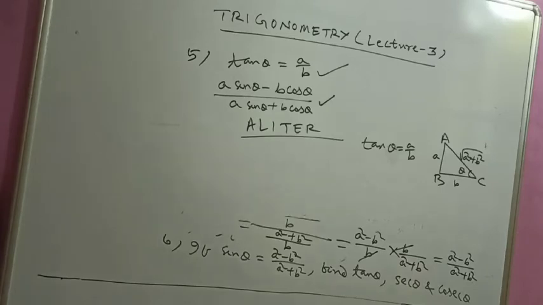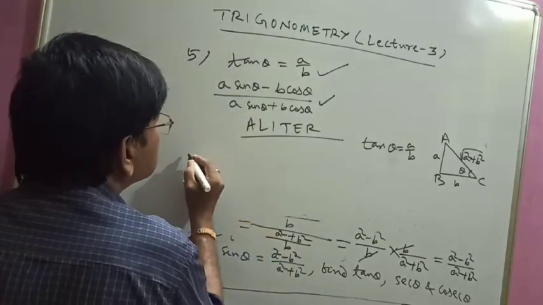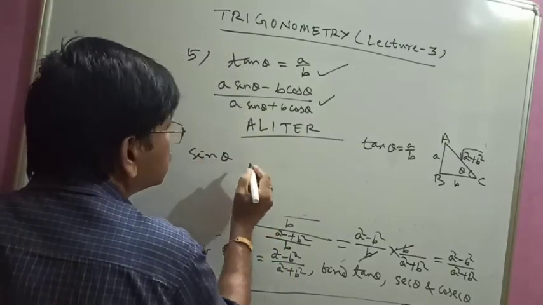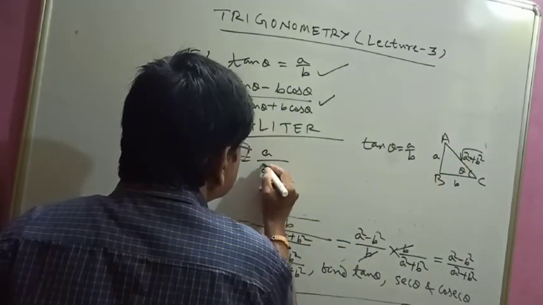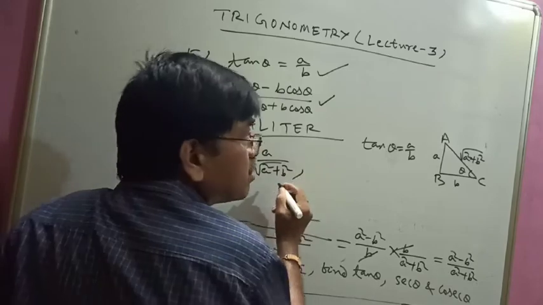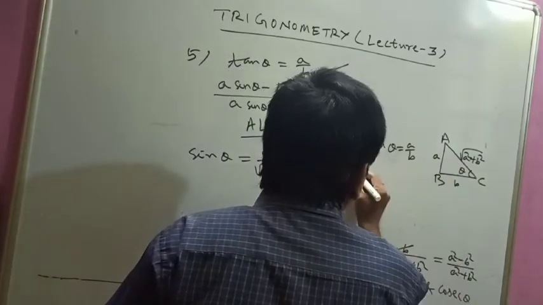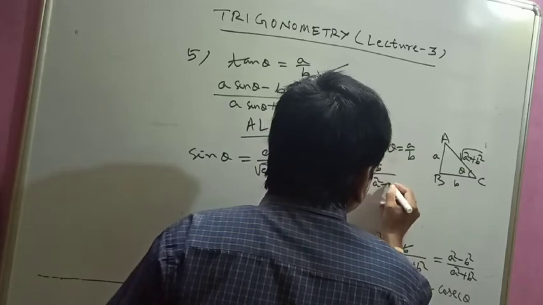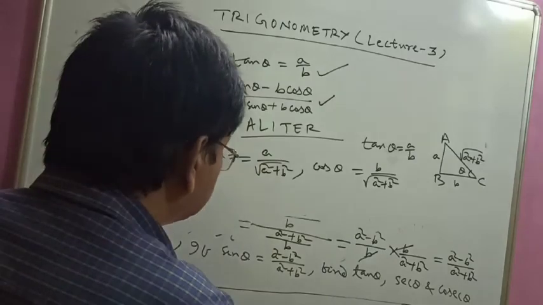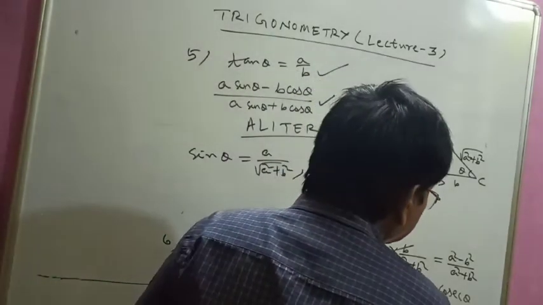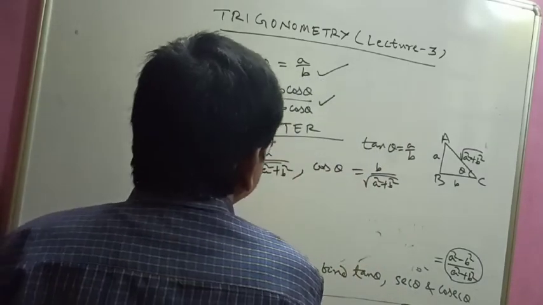So from this you can find out your sin theta and cos theta. What is your sin theta? Look at the figure. Sin is p by h, so it is a by root over a square plus b square. And how can you get cos theta? Cos is b by h, so it is b by root over a square plus b square. Then you can put this value here and you will get the same answer. Our earlier answer was a square minus b square by a square plus b square. Here also you will get the same answer.